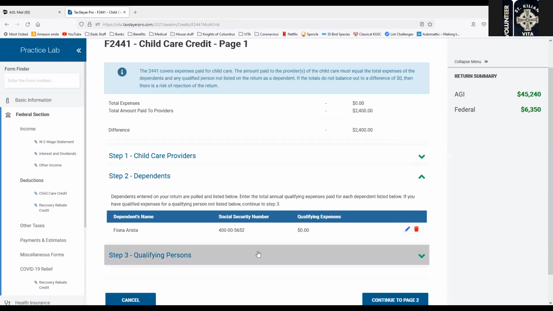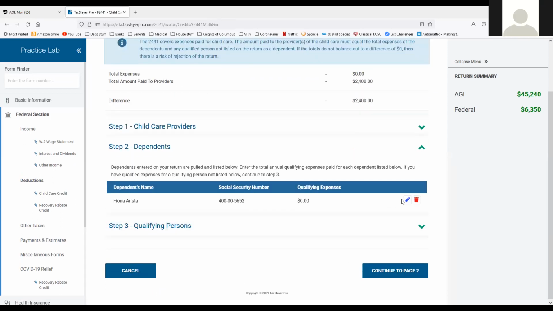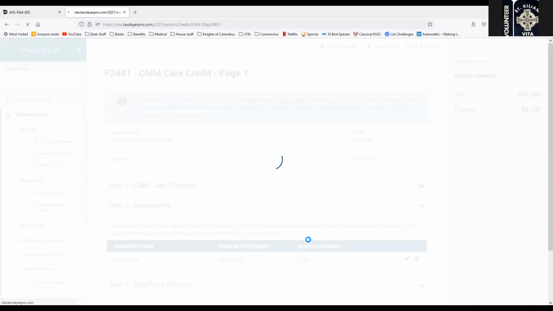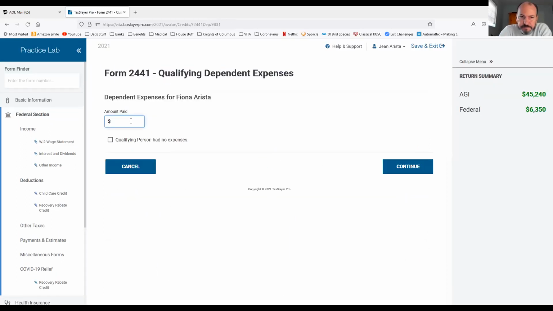Don, you just have to add $2,400 under Fiona's name. Yeah, there you go, the pencil, and then the qualifying expense. Thank you, it'll go away. Thank you. There you go.